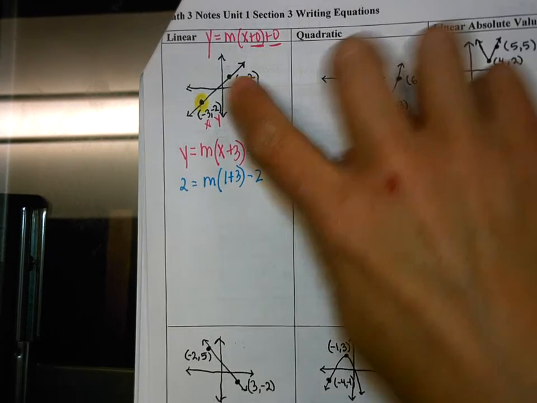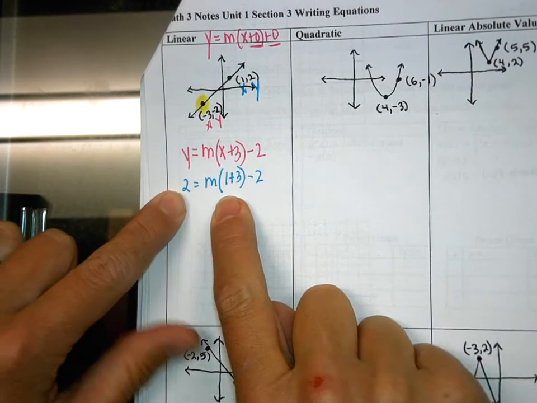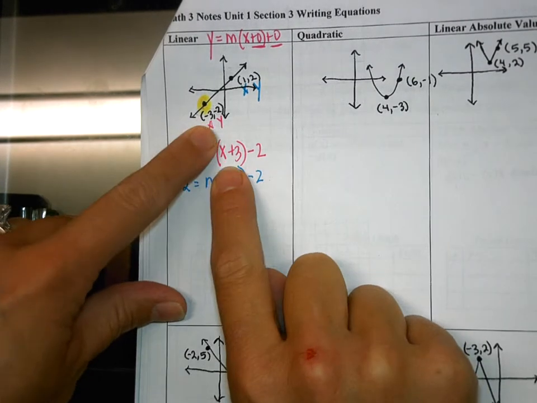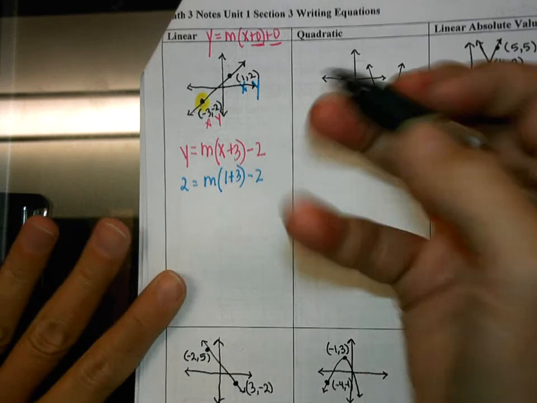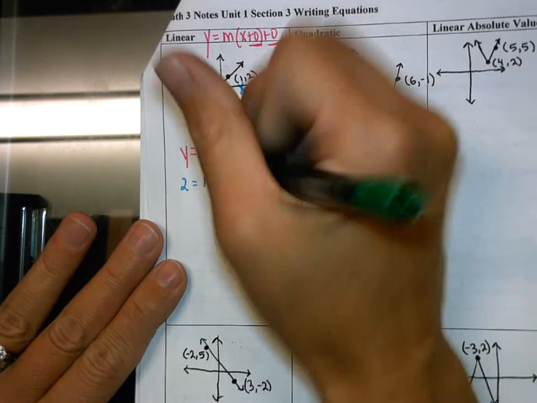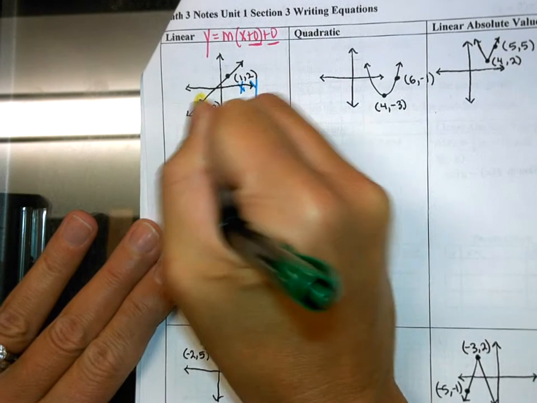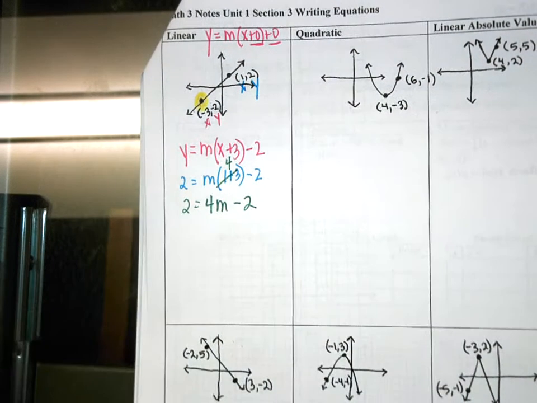Okay, so when we plug in these values, we plug in exactly what they are into this equation and simplify. It's only here, when we're writing it originally, that we have to do the opposite. Are we okay now? All right. So 1 plus 3 is 4. We get 2 equals 4m minus 2.